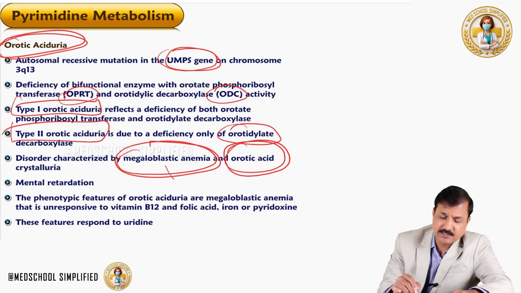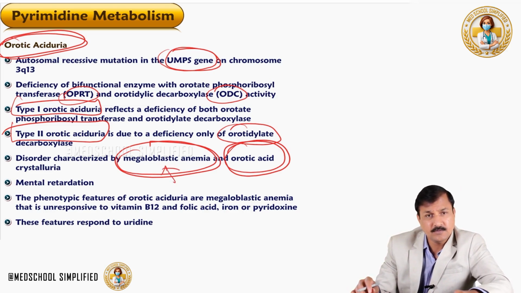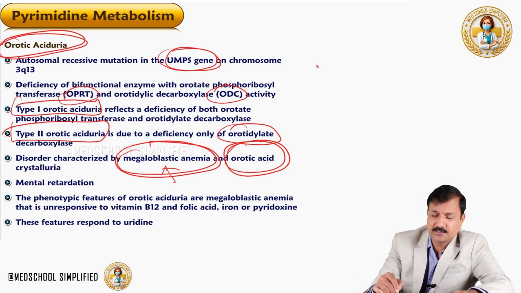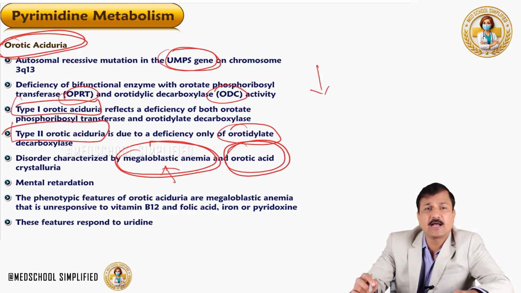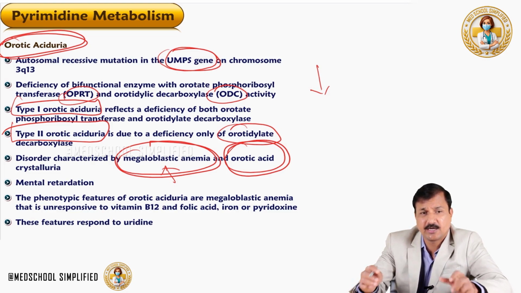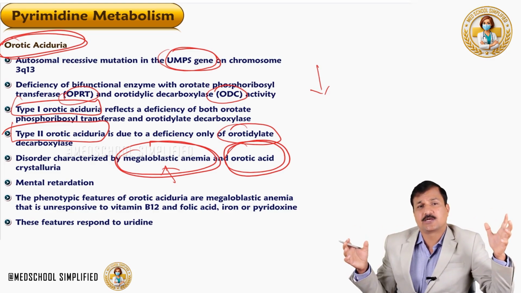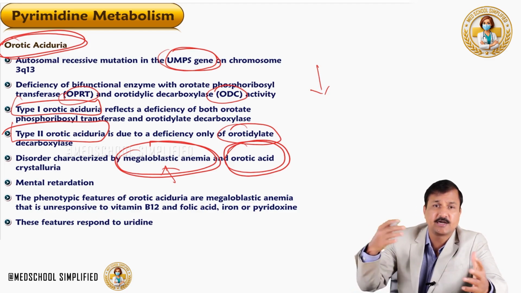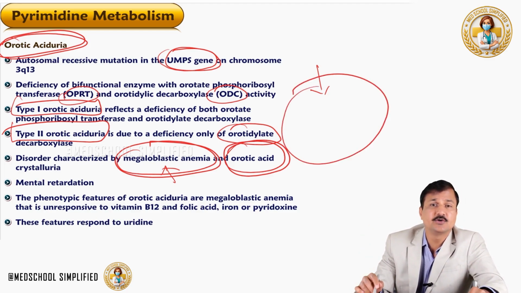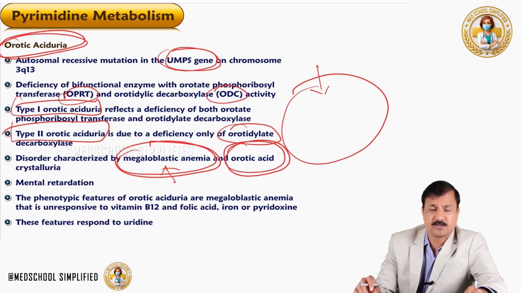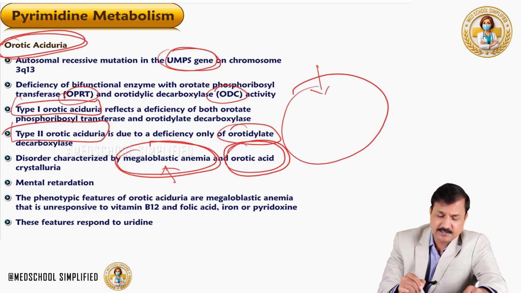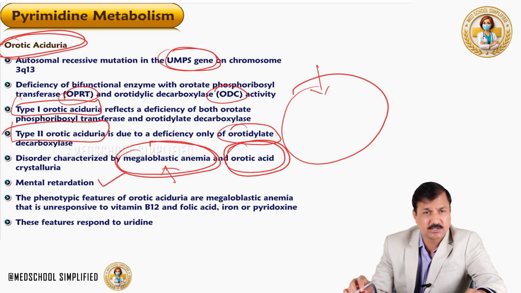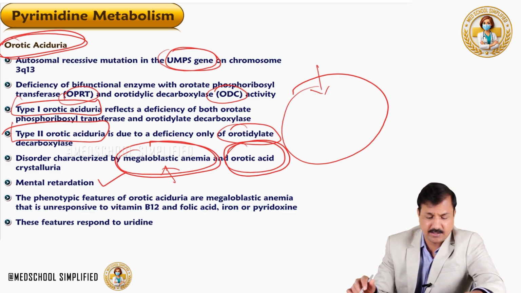So, why do you see megaloblastic anemia in orotic aciduria? It's because when pyrimidine synthesis is decreased, with the lack of purines and pyrimidines, there will be a decrease in the formation of DNA and RNA. So nuclear size becomes small, and the cytoplasm is compensated. That leads to nucleocytoplasmic disproportion, and red blood cells will become big, leading to megaloblasts. So maturation of red blood cells will be affected. Along with the megaloblastic anemia and orotic crystalluria, patients with orotic aciduria will also manifest with mental retardation.